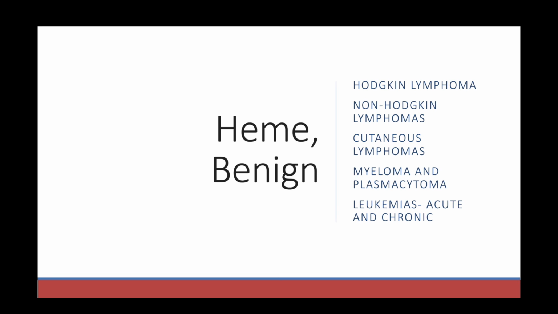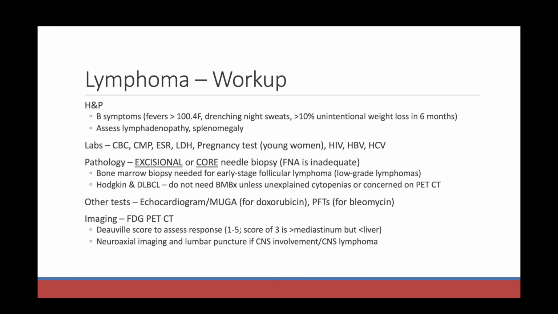Moving on to the next section, which is heme and benign. So in this section, we'll talk about Hodgkin, non-Hodgkin, and cutaneous lymphomas, myeloma, plasmacytoma. We'll mention acute and chronic leukemias and the relatively limited role of radiation for leukemia. And then we'll end with some benign indications for radiation and just really focus on the dose fractionation that you would use. So with lymphomas, the important things to know about workup.